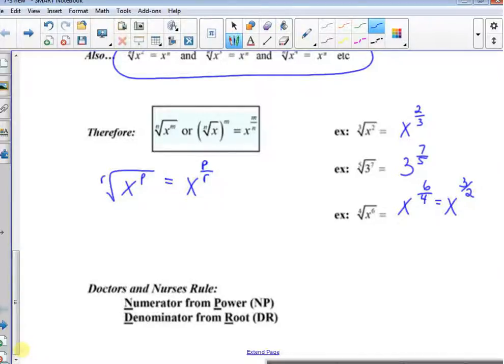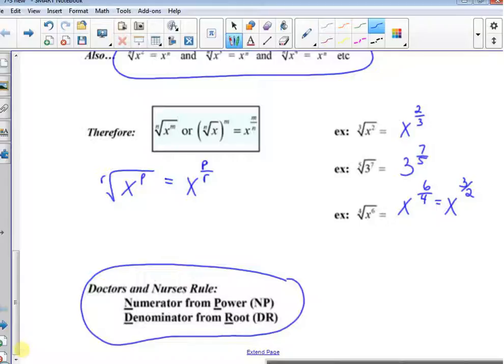And then there's a doctors and nurses rule. Numerator from power is an NP. Denominator from root is a DR for doctor. I like my little plant scenario, but you can use doctors and nurses rule also.